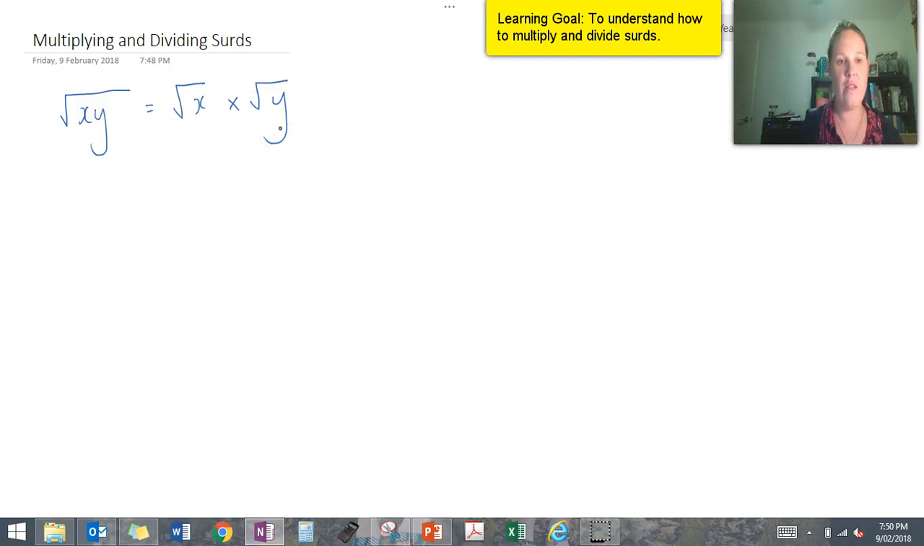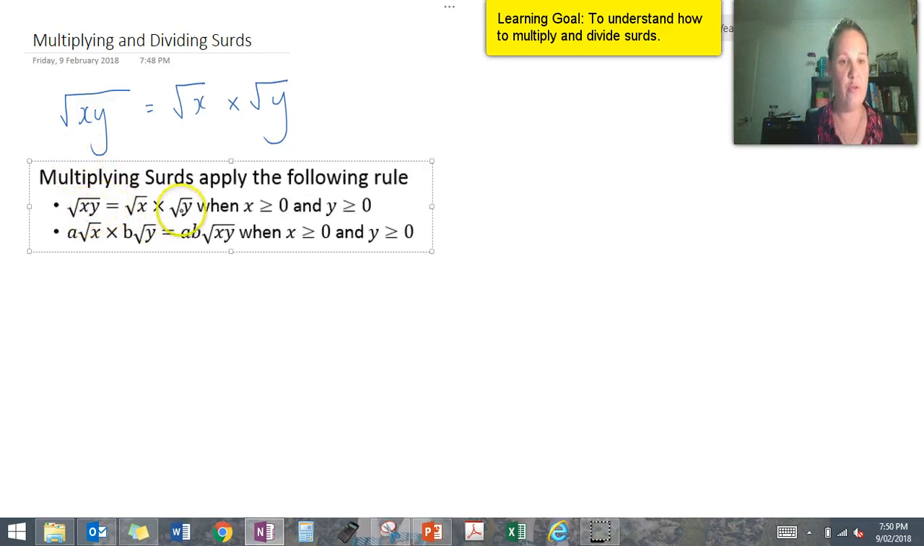So when we're multiplying surds, we use the following rule. As you can see, there's our rule that we looked at in our last lesson, and in this lesson all we're doing is introducing values in front of our root sign, or coefficients. And when we multiply them together, they become the product of their values, so AB, and that sits in front of our root sign.